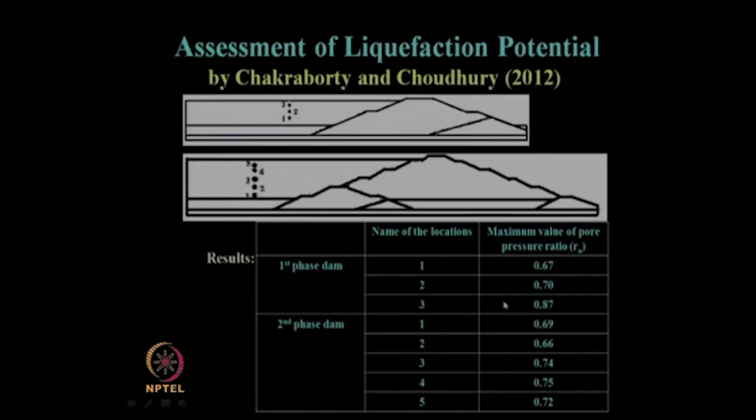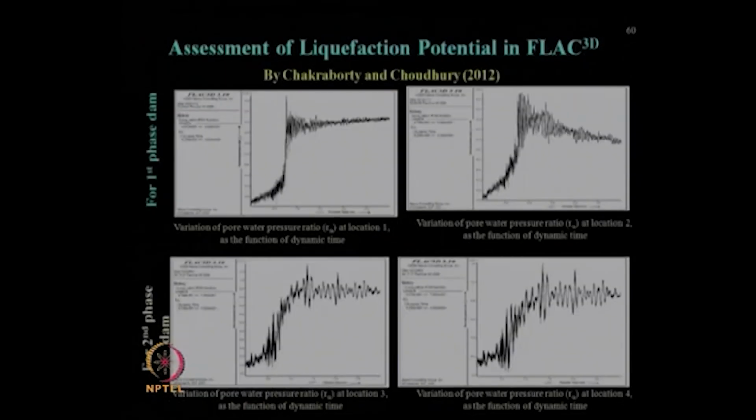For the first phase of the dam, these are the values of RU, and for the second phase also these are the values, which are much lower than the value of 1. So, this portion is not going to get liquefied under zone 2 of the IS code, as far as the seismicity of that region is concerned, if that value of earthquake comes. These are the outputs for the liquefaction potential value in FLAC.